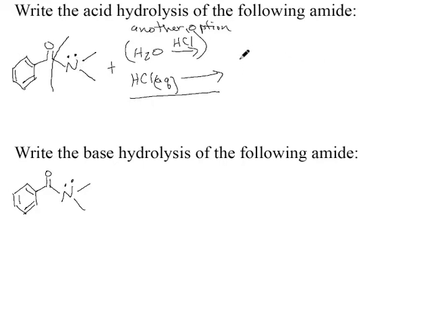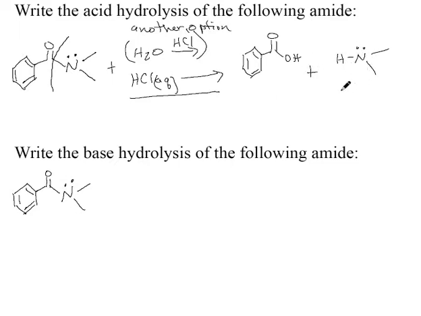So the result will be that we get a carboxylic acid with the same carbon chain as before, and we're going to get the amine. So we had the nitrogen with the 2 methyl groups on it, a lone pair, and bonded to the carbonyl. Now instead of being bonded to the carbonyl, it's going to be bonded to the H.